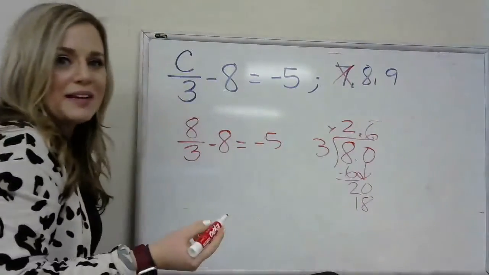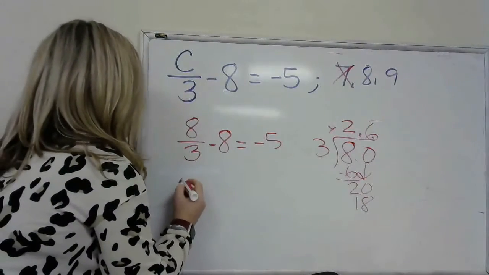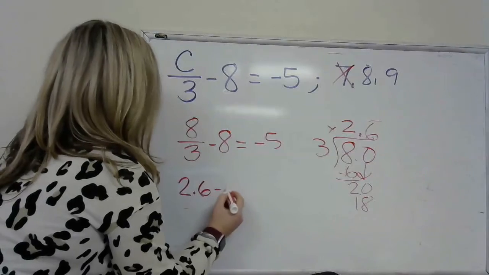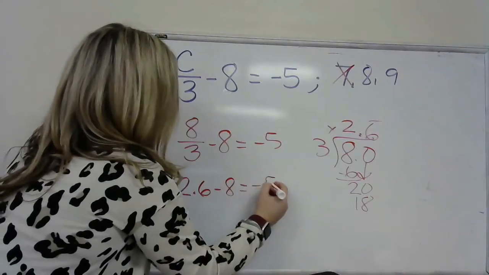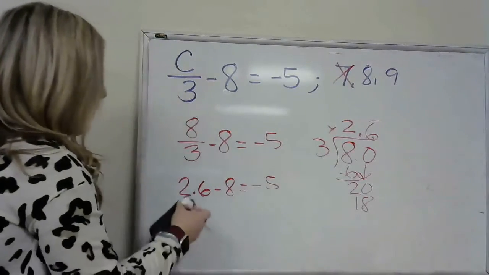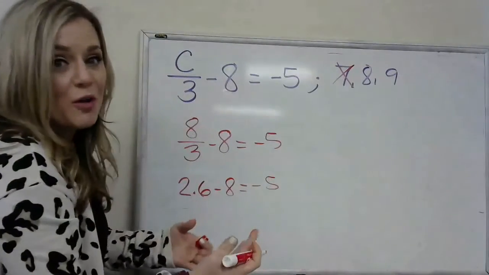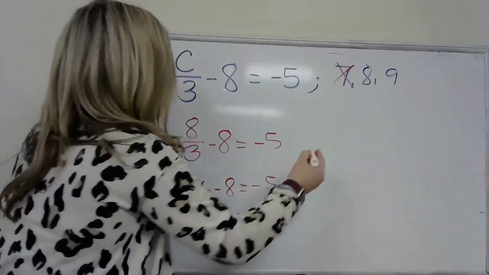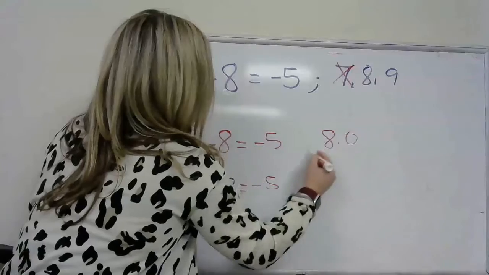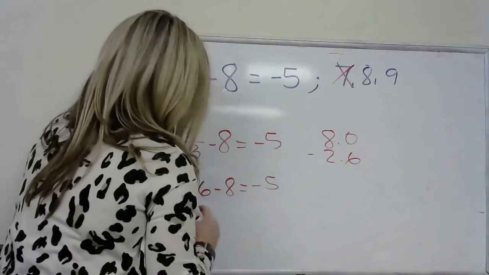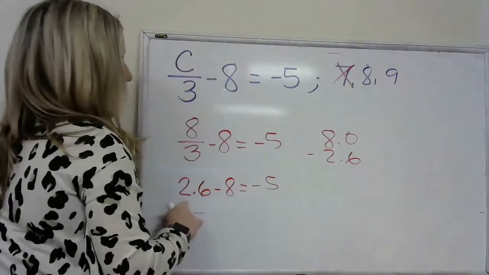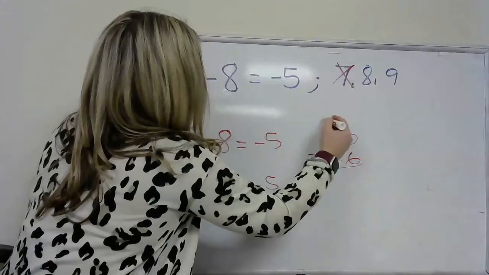Again, another repeating decimal. So this is probably not going to be equal to negative 5 because it's a decimal, and negative 5 is like a non-decimal. I can't really say whole number because it's negative. So I'm going to just subtract. I know this is going to be negative because we're actually taking 8 away from that. Okay.